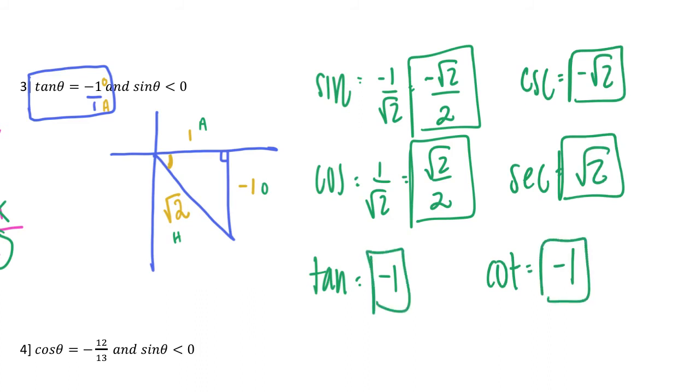Hey, pause for a second. We're in the fourth quadrant. What's positive in the fourth quadrant? Cosine. Double check yourself. Oh my gosh, would you look? Everything that's not cosine is negative.